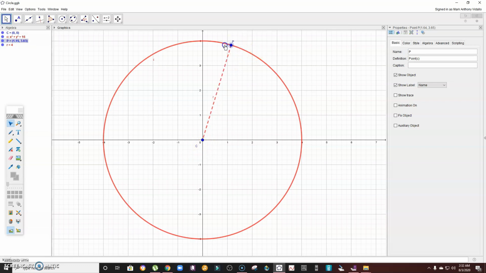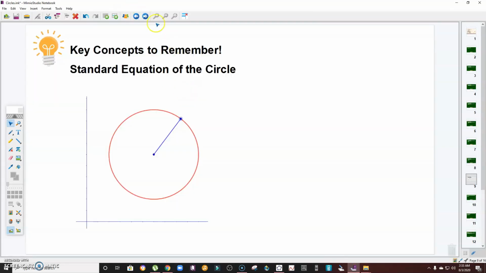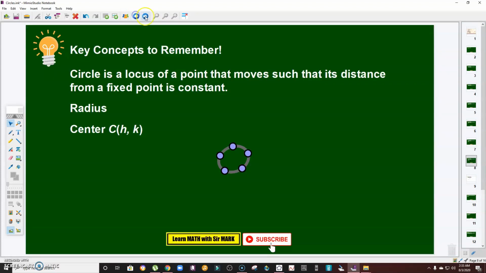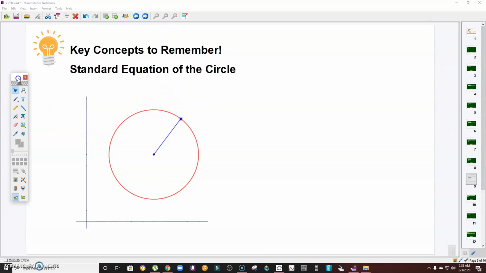Again, this is a set of all points, so the points whose graph it traces is what we call the circle. See that? I hope you understood the definition based on this illustration. Let's go back here. Now, since at this point you know what a circle means, let's identify the standard equation of the circle.